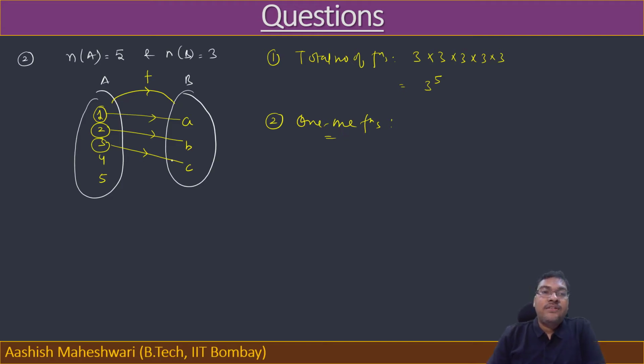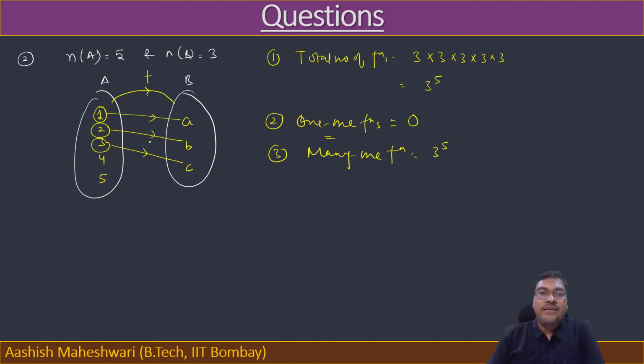So now you see the fourth and fifth elements. The fourth and fifth do not have any element left in B, because if you map 4 to any of these elements, this will become a many-one function. That means you can say total number of one-one functions will be 0. That means all the functions will be, you can say, many-one functions. So total number of many-one functions will be 3 raised to 5.